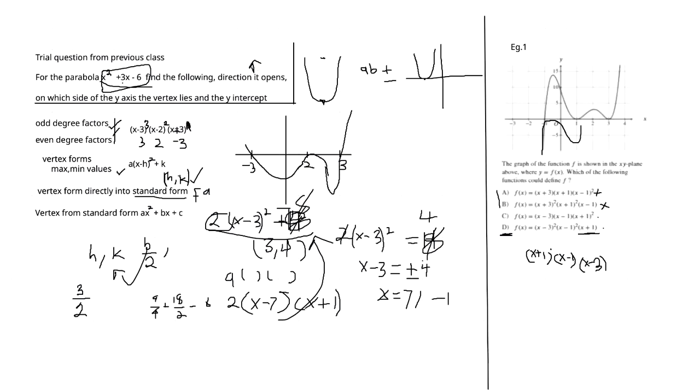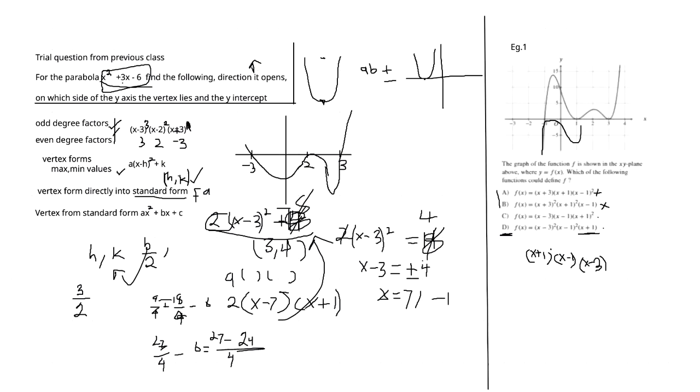And so you'd have 9 plus 18, that's 27 over 4. Now you have 27 over 4 minus what? 6. That would be what? 27 minus 24. That's 4 times the 6, 24 all over 4. So this is giving us what? 3 over 4.